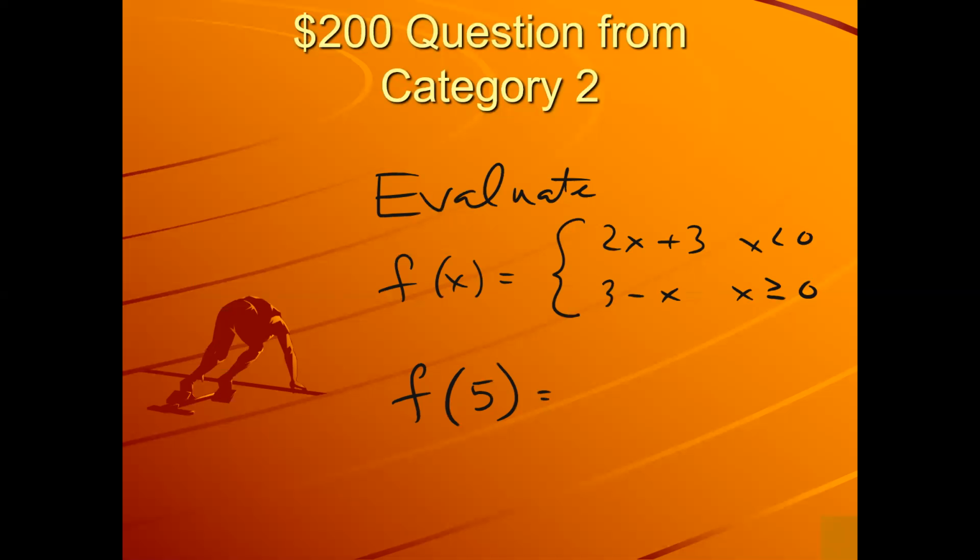So Dylan, let's go with it here. We're trying to evaluate 5, right? So these are called your condition statements or domain conditions. If it was a -5, we would use the top function, right? Because it is a positive 5, anything equal to or greater than 0, you use that. So we're gonna use this as the function. 3 minus 5 becomes -2. All right, that's the $200 category.